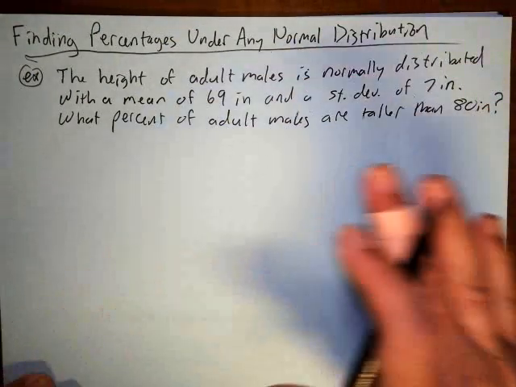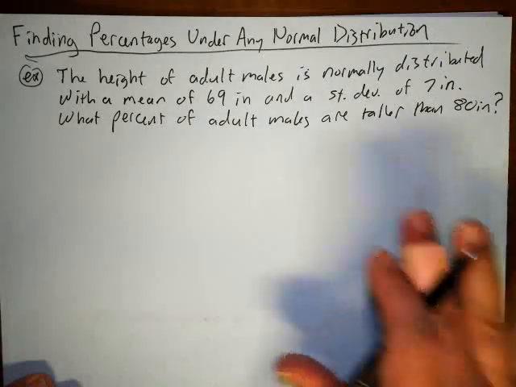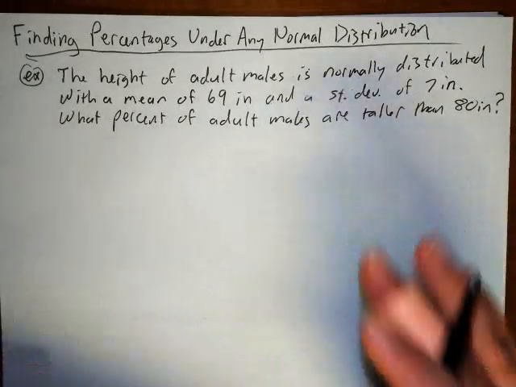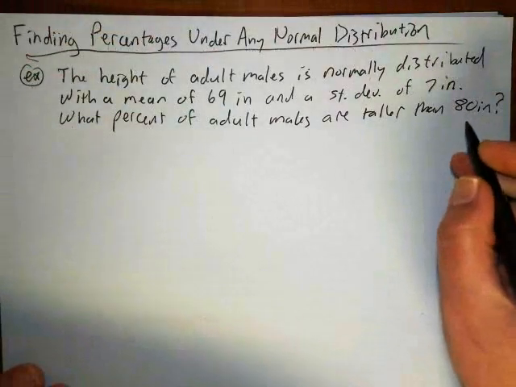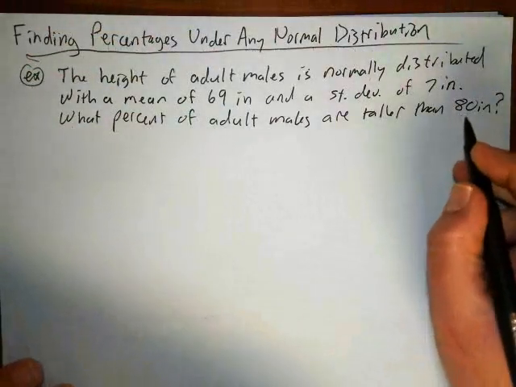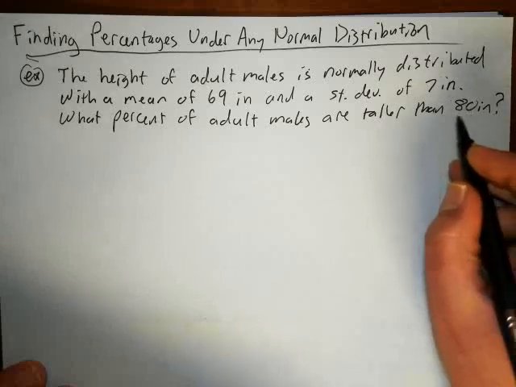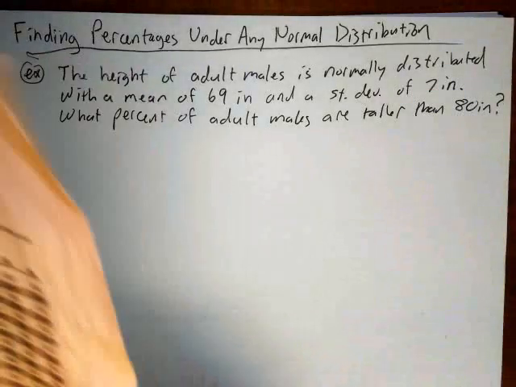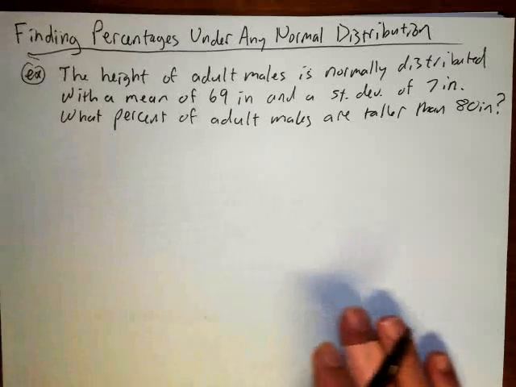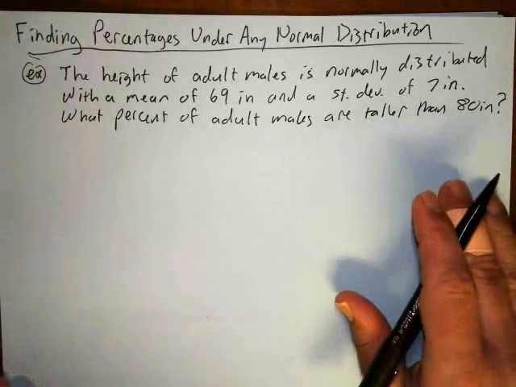Because you see, all normal distributions have the same percentages relative to the z-scores. So you only need the one table, but you've got to go through the z-score in order to apply it to other normal distributions. So let me show you how this works.